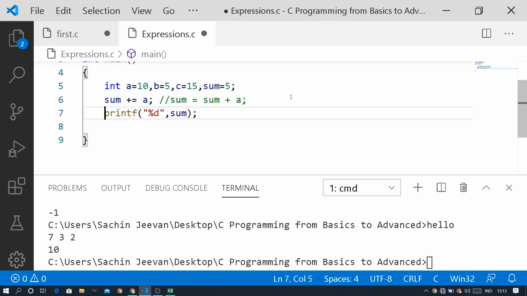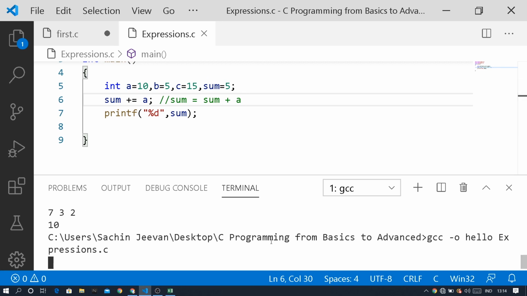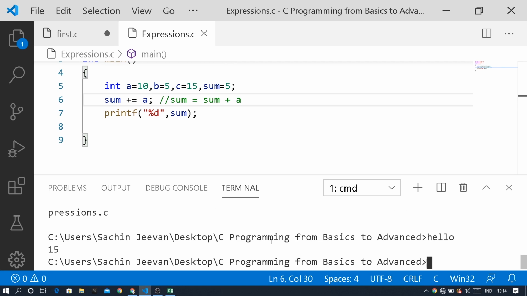Yes, so if you see the print function here, what it has to print is: if sum and a are added, then it becomes 15, and the 15 is again stored in sum. So now the sum value will be 15. What I will do is compile it and execute it again. It's printing 15. Yes, the same answer. Whatever sum is equal to sum plus a could have printed, the same sum plus equal to a is also printing.